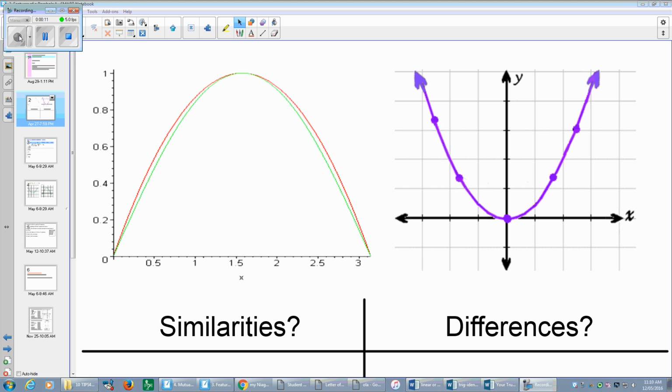So let's talk here. I have two graphs. We'll go through and see what you and your partner came up with to talk about. So what is similar? What is different? Isaiah and Zane, tell me one thing you talked about.